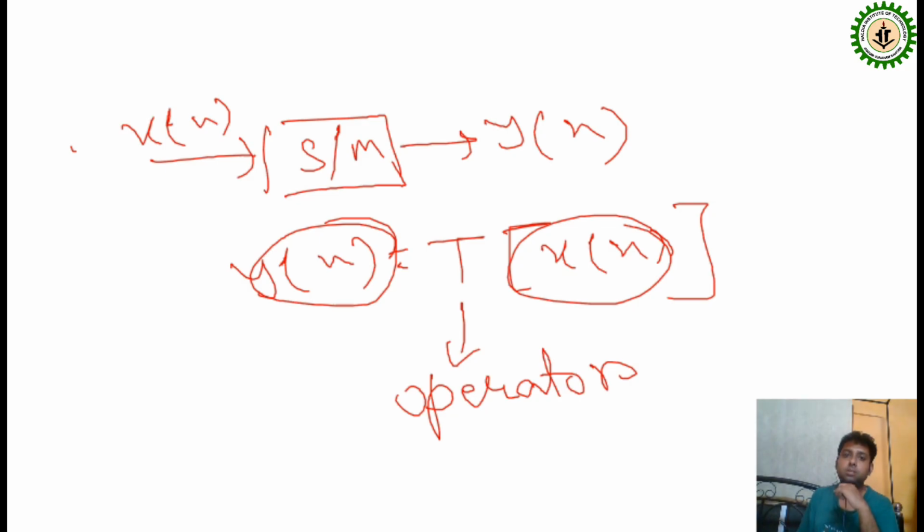Time invariant system means that if the input is delayed by k samples, the output must be delayed by k samples. That type of system is called a time invariant system. If that condition is not satisfied, then the system is called a time variant system. Then the causal system is also there. In a causal system, the output always depends upon the present input as well as the past input, but does not depend upon the future input. That type of system is called a causal system. There is a non-causal system as well.